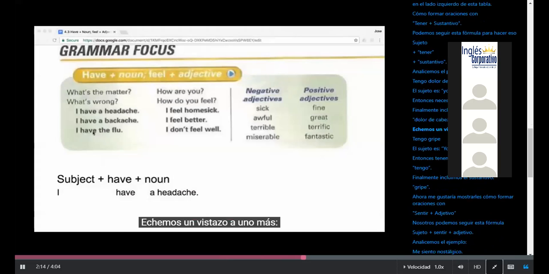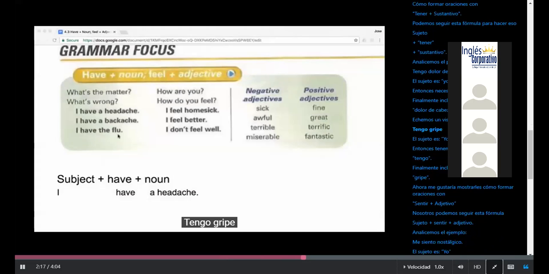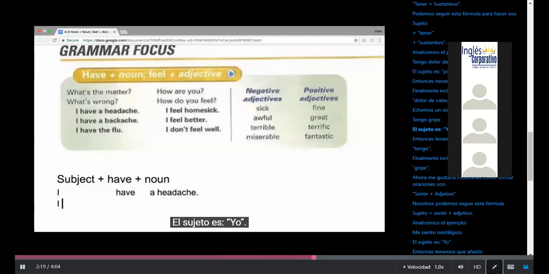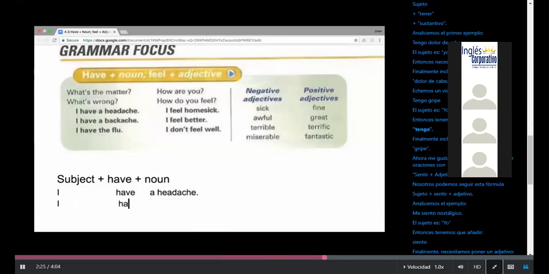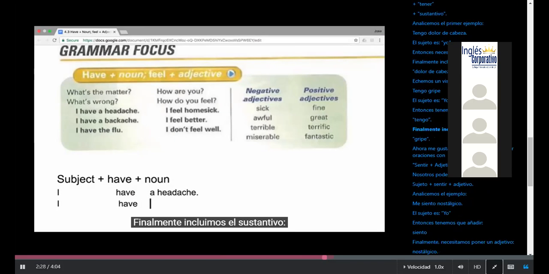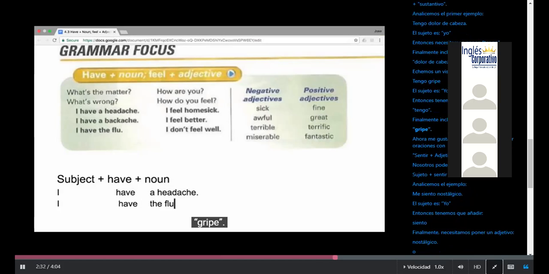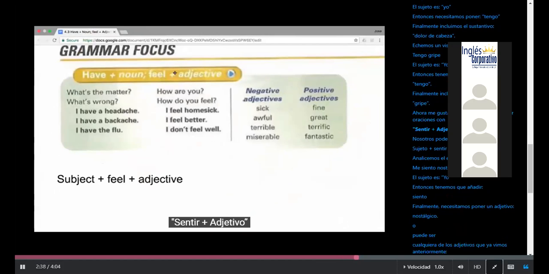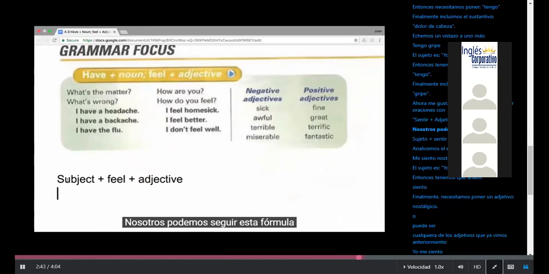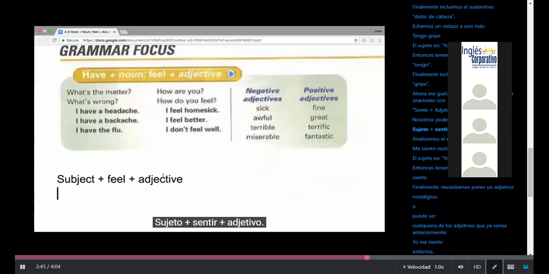Let's take a look at one more example. I have the flu. The subject is I. Then we need to put have. Finally, we include the noun, the flu. Now, I would like to show you how to form statements with feel plus adjective. We can follow this formula, subject plus feel plus adjective.